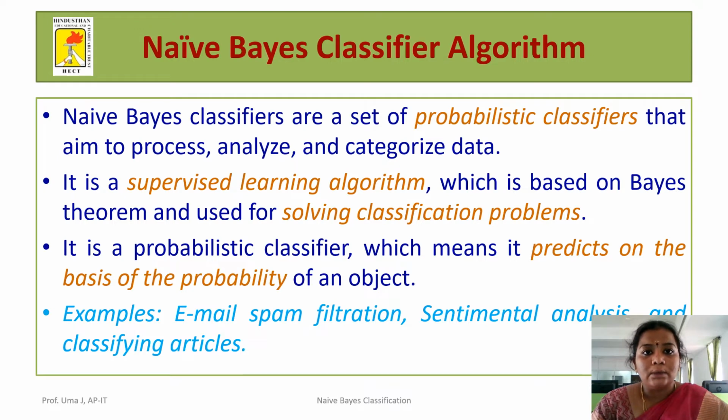This algorithm works with the concept of probabilistic classification, and it is used to analyze, process and categorize the data based upon the input. The inputs are independently classified and it is used to predict the output based upon the probability. Examples of this naive-based classification are email spam filtration, sentiment analysis, and classifying the articles in a blog.